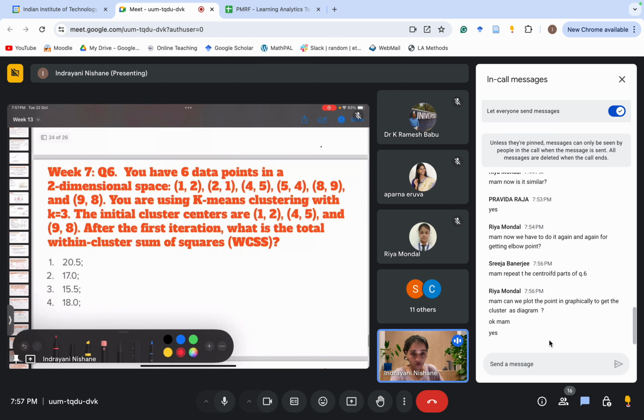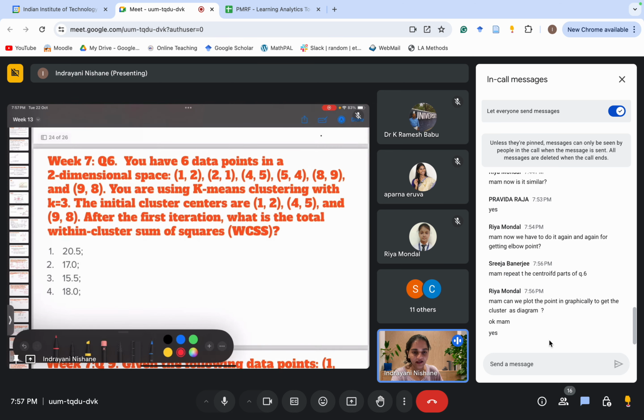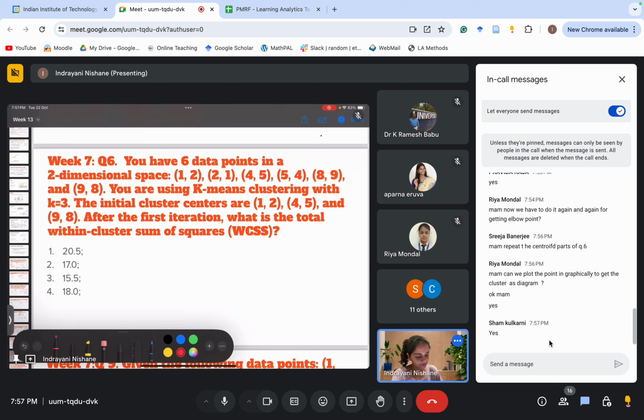So we are now on question 6. So Shrija, pay attention. We are now on question 6. We have 6 data points and you are using k-means clustering with k equal to 3. That means the number of clusters is equal to 3. And they are given initial centroids. So after the first iteration, what is the within cluster sum of squares?